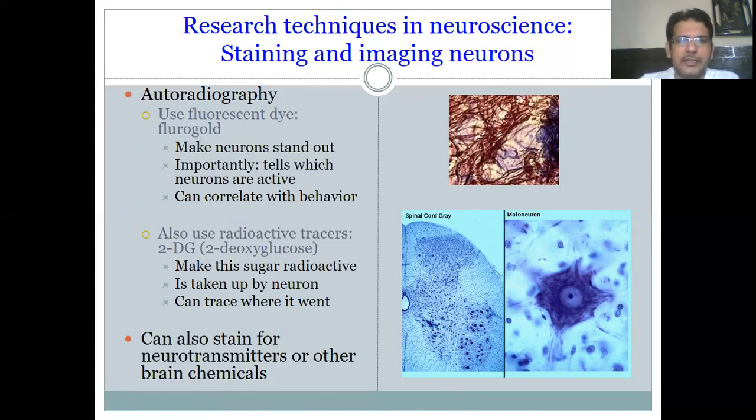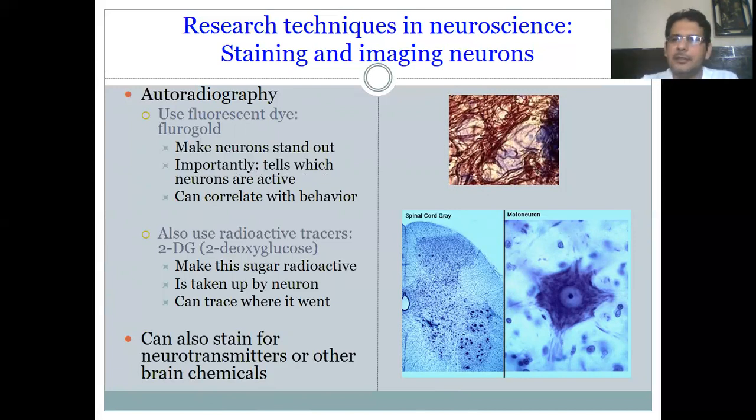So this fluorogold is also used for staining purposes, and then we can study the neuronal pathways and activity of the neuron. In addition, this is also very commonly used, the 2-DG, 2-deoxyglucose. This is the radioactive form of glucose because, as I mentioned in the previous lecture, the brain is very active in energy because it's just 2% of the body weight, but it consumes 20 to 25% of energy. So it takes a lot of energy.